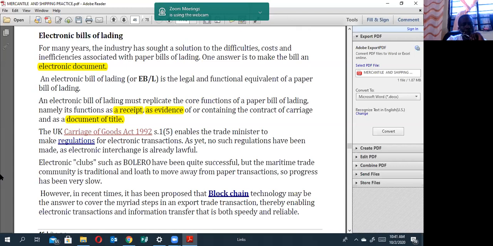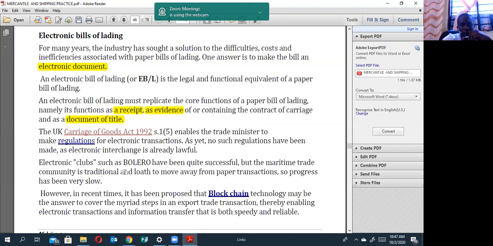Then the UK Carriage of Goods Act of 1992, Section 15, enables the trade minister to make regulations for electronic transactions. So you see where the electronic transaction started. It started several years back. That is in the UK. So as I'm saying, the UK government came up with the Carriage of Goods Act of 1992. Section 15 enables the trade minister to make regulations for electronic transactions. But as we speak, no such regulations have been made, and electronic interchange is already lawful. So the UK saw this several years ago, in 1992.